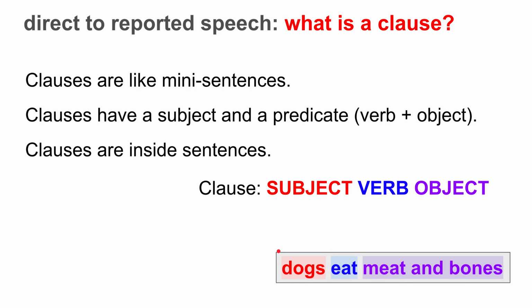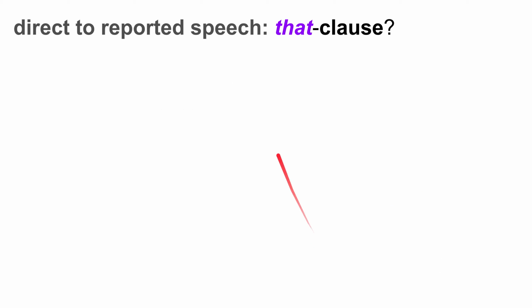Dogs eat meat and bones. What is the subject? Dogs. What is the verb? Eat. What is the object? Meat and bones. This is a clause. Now moving forward, let's look at a that clause. What is a that clause?